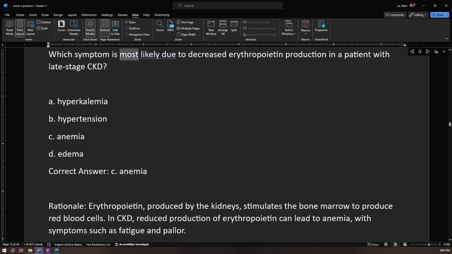Which symptom is most likely due to decreased erythropoietin production in a patient with late-stage CKD? A. Hyperkalemia. B. Hypertension. C. Anemia. D. Edema. Correct answer: C. Anemia. Rationale: erythropoietin, produced by the kidneys, stimulates the bone marrow to produce red blood cells. In CKD, reduced production of erythropoietin can lead to anemia, with symptoms such as fatigue and pallor.